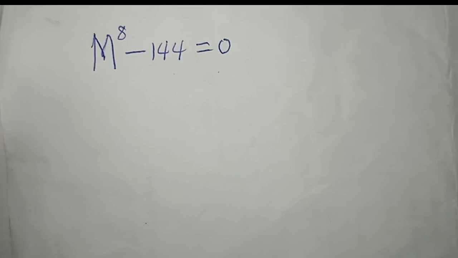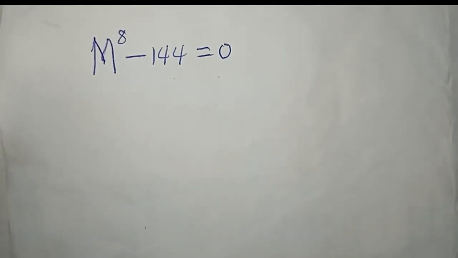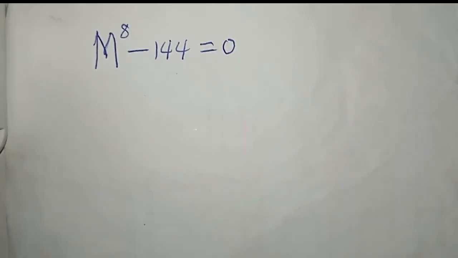So we have this problem right here. This is m power 8 minus 144 equal to 0. We're just expected to find out the real values of m that actually satisfy this equation.